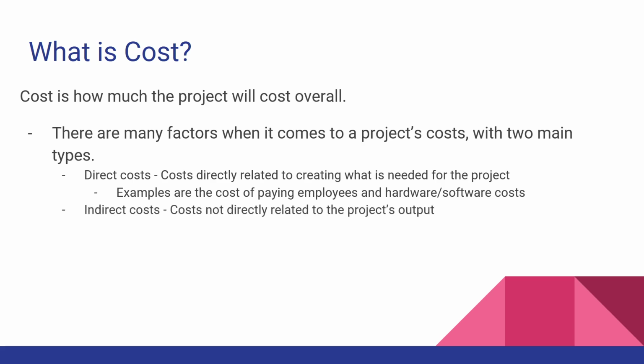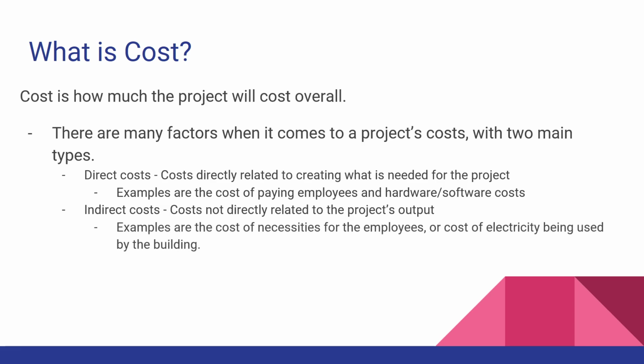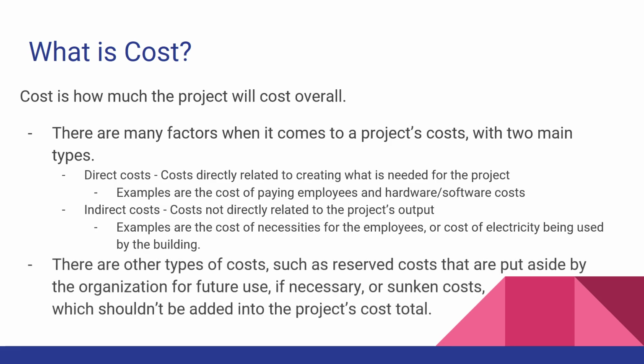The second is indirect costs. These are costs that are not directly related to the products or services by the project. Some examples of indirect costs are the cost of necessities for the employees or the cost of electricity being used by the building. There are other types of costs, such as reserve costs that are put aside by the organization for future use, if necessary, or sunk costs, which shouldn't be added into the project's cost total.